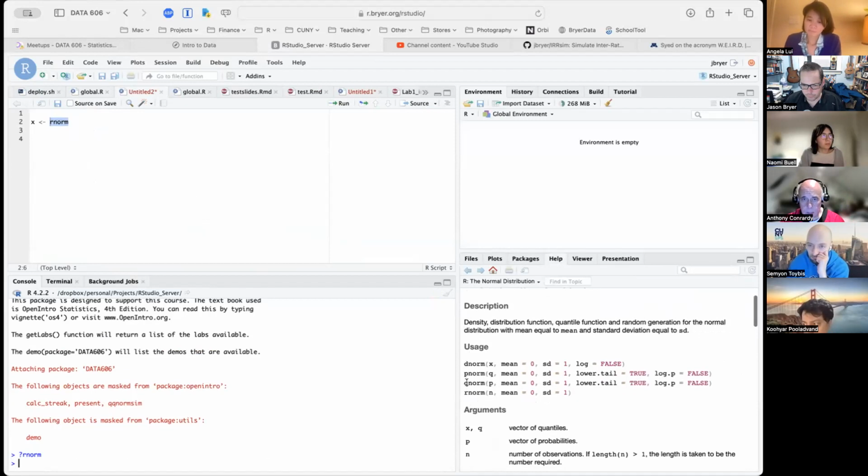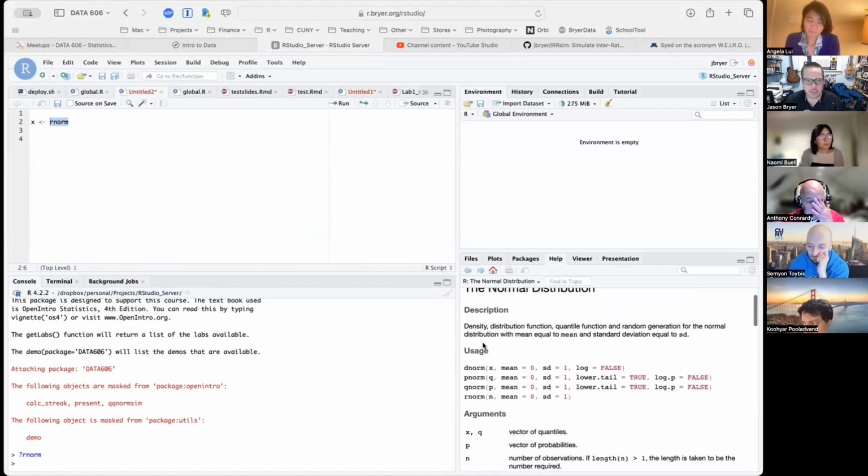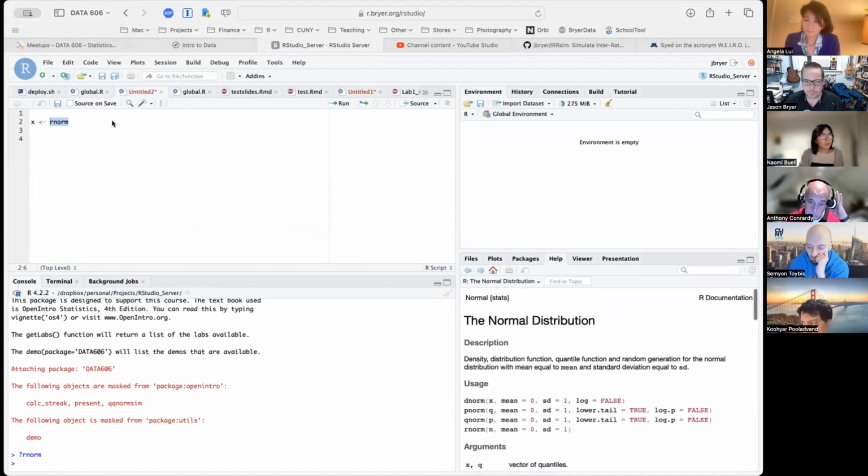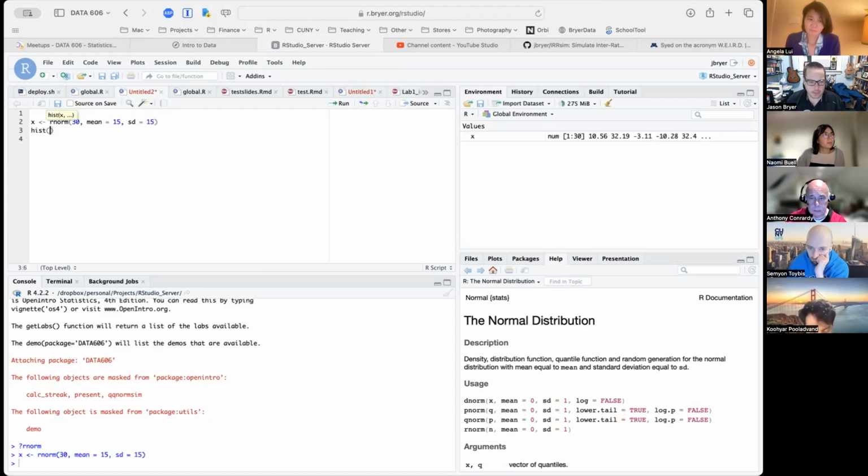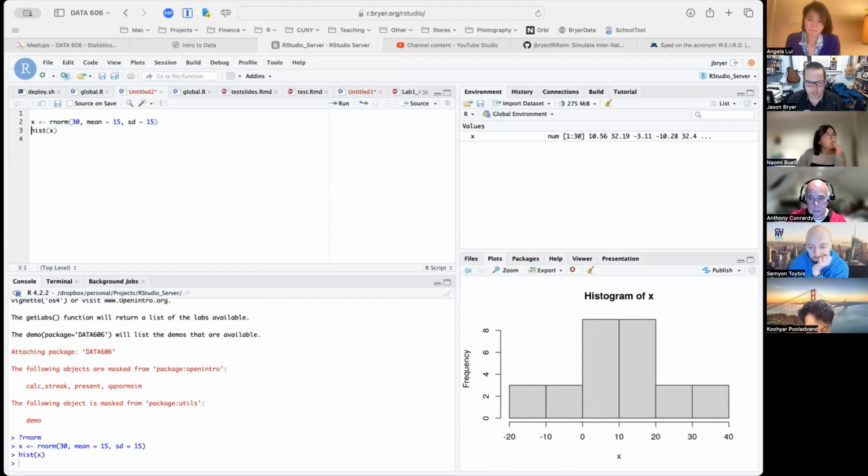You're going to see there are 4 different functions. We will talk about these in detail when we get to the distributions chapter. But what I can do is say random normal, I want 30 of them, and I want the mean to be 150 and the standard deviation to be 15. Again, because that's what IQs are. So if I just look at the histogram, I get that.